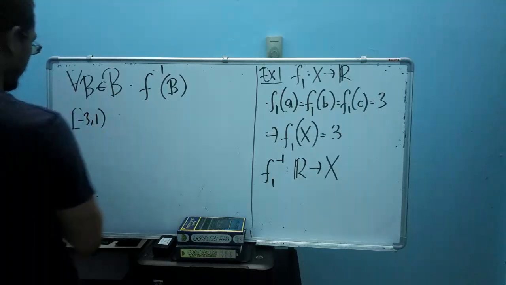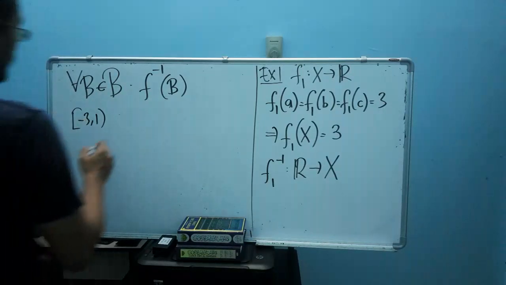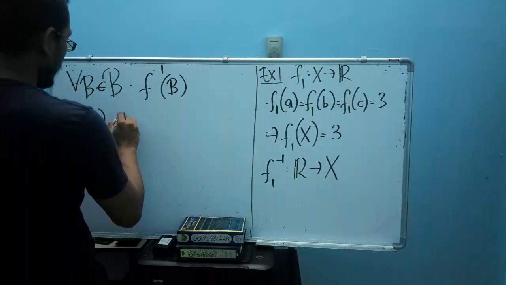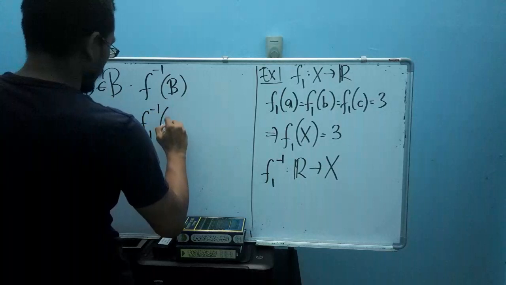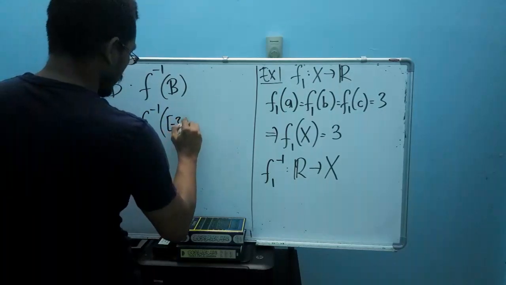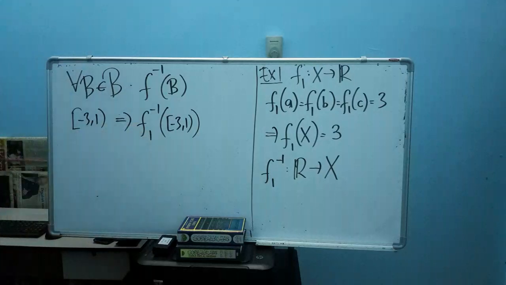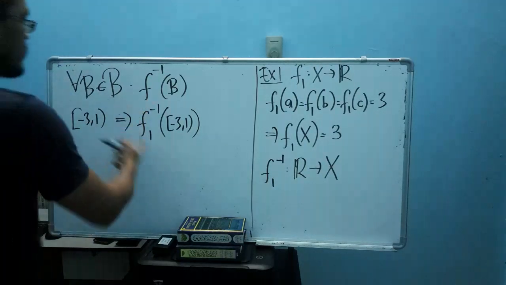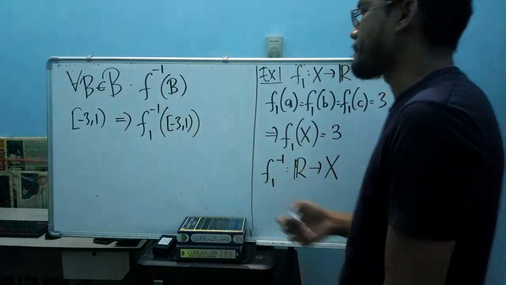Okay, minus 3, 1. Let's consider minus 3, 1. From this, let's find this one. What is the inverse of f1 for this Borel set here?